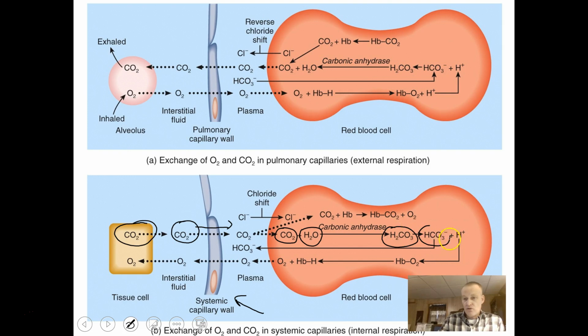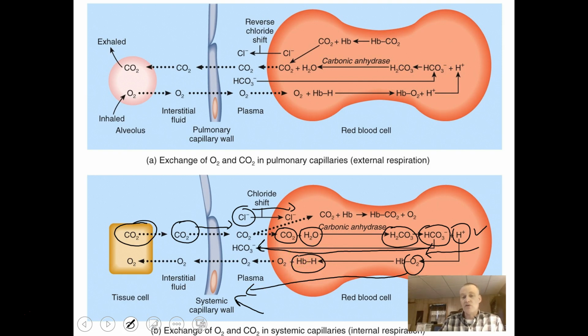Of course, we're going to form bicarbonate and hydrogen ions. The bicarbonate is going to diffuse out of the cell into the plasma, shifting chloride in to maintain electrical charge. We're going to have also those hydrogen ions right there. Hydrogen ions are going to join with the hemoglobin molecule, displace oxygen, thus oxygen is going to be released to the tissues, and we'll have the hemoglobin molecule attached to hydrogen there.